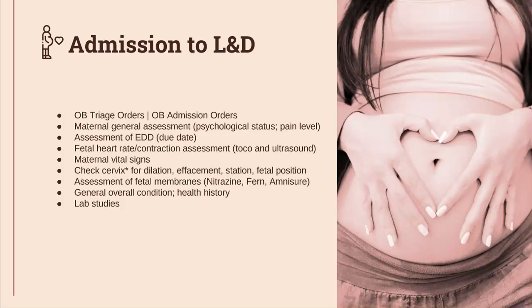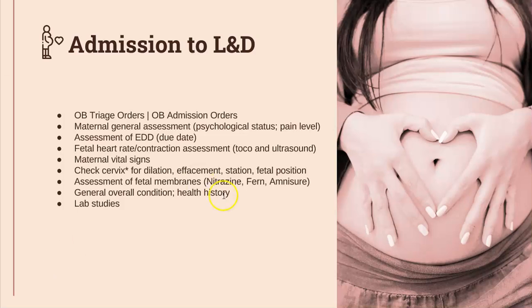So you really want to know, is she dilated? Is she effaced? How far down is the baby? And what position is this baby in? You're going to assess the fetal membranes, so nitrazine, Fern, and Amnisure are just ways that you can check if her membranes have ruptured.